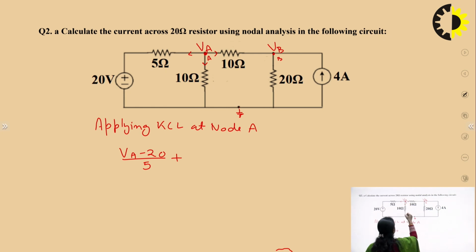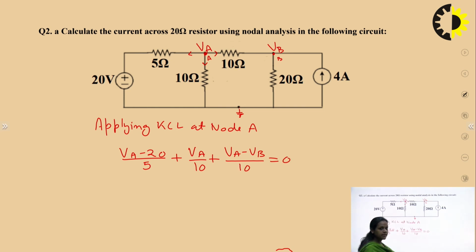Now, current in this branch you can write VA by 10, then plus VA minus VB by 10, and this is equal to 0 according to KCL, right? All these currents sum will be equal to 0. Now, we will apply KCL at node B.